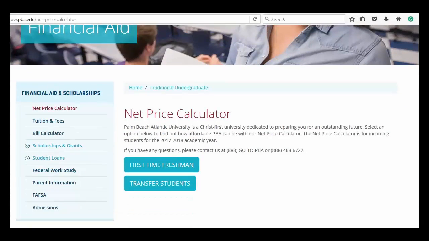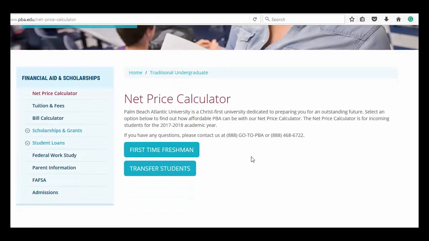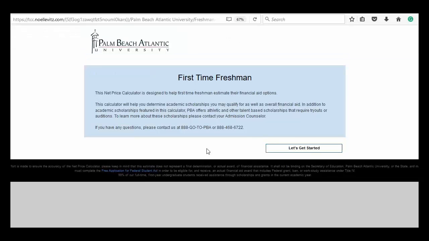Net price calculator. Now I have two options. Most of us are freshmen, or we are about to be freshmen. So we're going to click on first time freshman. And at any point, if you have any questions, most universities will also provide a phone number for further clarification.